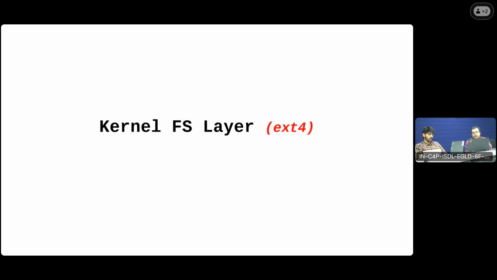Yeah. So Ojaswin will take over. What are the changes required for file systems, say, for example, for ext4, for doing these atomic writes?